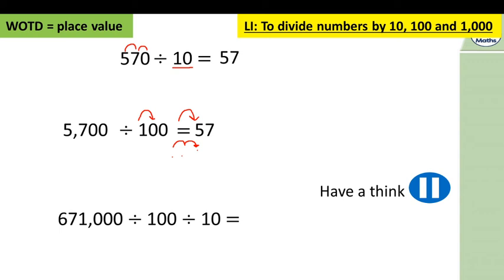Okay, so this one, think about how you can approach it. We've got 671,000 divided by 100 and then divided by 10. So how do you want to approach it? Do you want to divide it by 100 and then divide it by 10? Or do you want to work out how many you're dividing it by in total, by dividing by 100 and then dividing it by 10 further? So have a pause, think about what approach you want to use and see if you can work out the answer to that question.